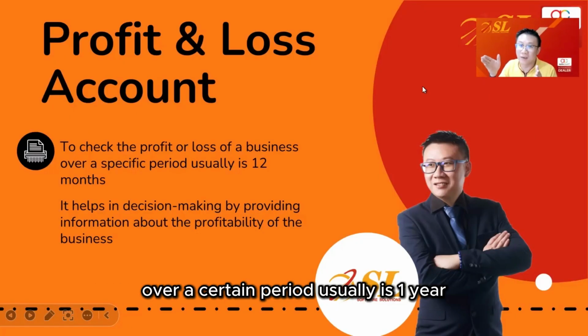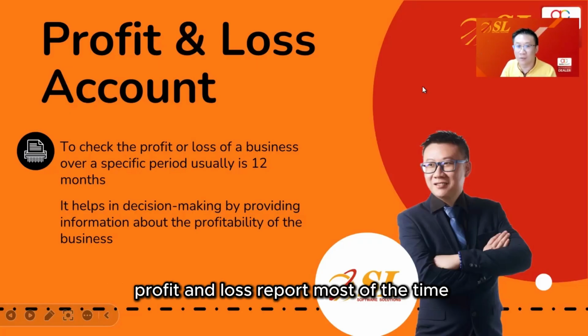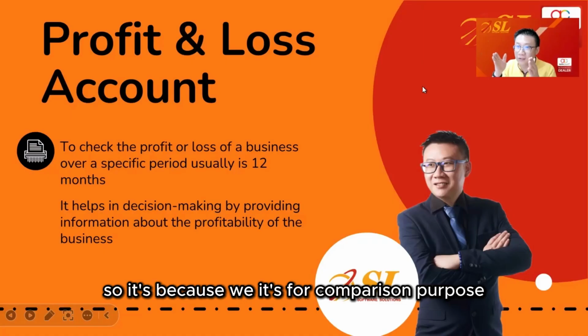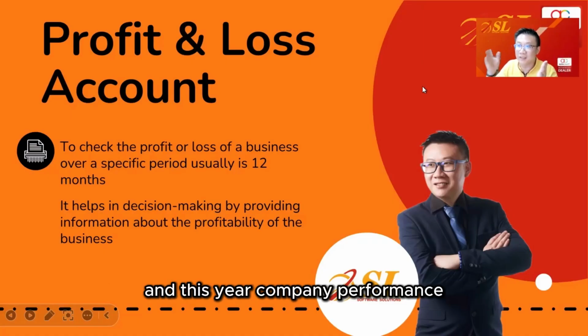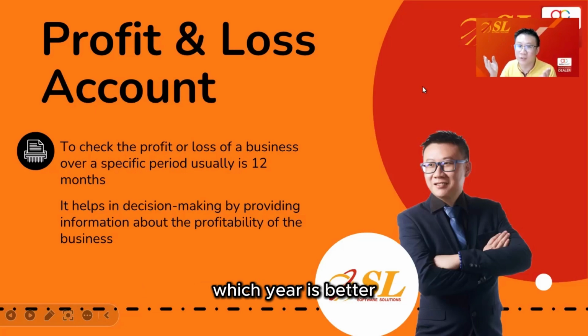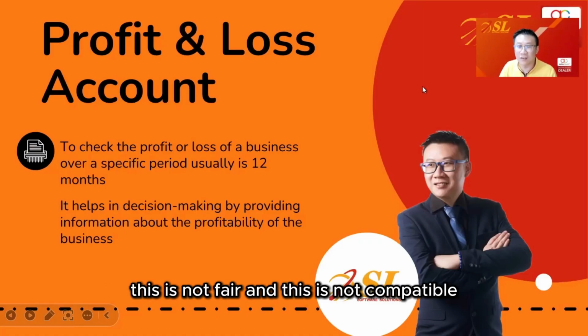Usually it's one year. Why one year? Every year we will prepare our profit and loss report most of the time, because it's for comparison purposes. Let's say I want to compare my company's performance last year and this year, and see which year is better. Then we need the same period. You cannot compare last year's 3 months with this year's 12 months. This is not fair and not comparable.